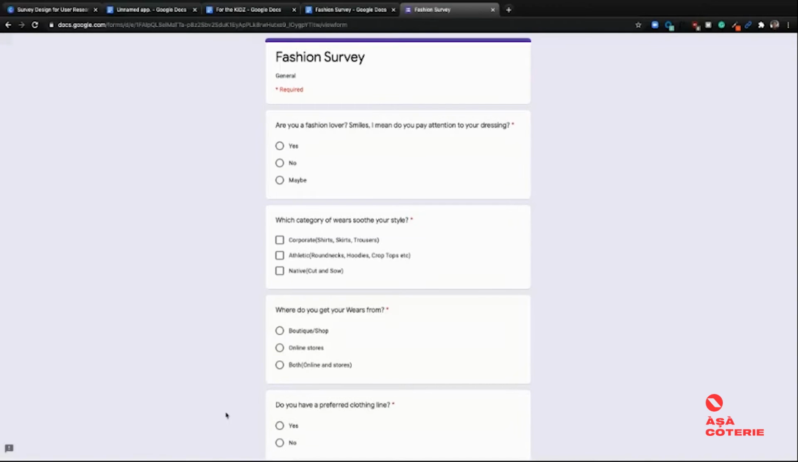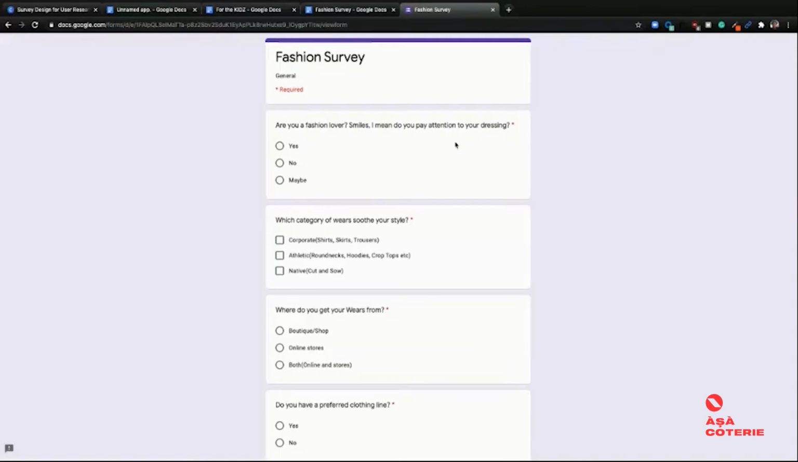So the research problem for this is they wanted to understand how Africans shop for clothes and what opportunities exist in that space. Looking at the questions, it's like, are you a fashion lover? Yes. But from the point of the UX researcher that's going to be using this survey to inform product decisions, what would that do for you? Are you a fashion lover? How does it inform product decision?